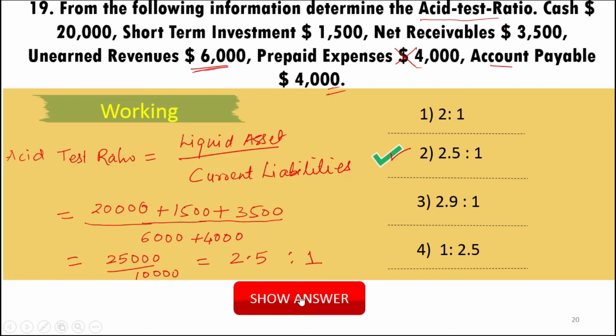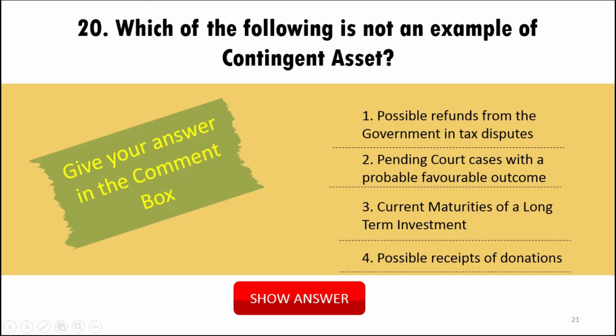Now the next question, and this question is to be answered by you. You should answer this question in the comment box. In the comment box you can write your option, your choice as 1, 2, 3 or 4. Which of the following is not an example of a contingent asset? There are 4 options: possible refunds from the government in tax disputes, pending court cases with a probable favorable outcome, current maturities of a long term investment, possible receipts of donations. So you have to answer them in the comment box of this video.